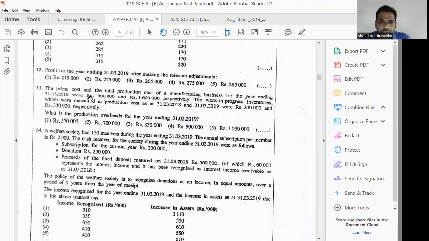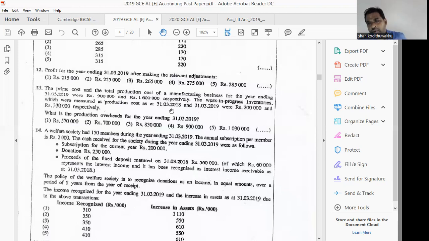Here you are given prime cost as 900,000 and total production cost as 16 lakhs or 1.6 million. In a normal manufacturing account format, we first calculate prime cost. Then you calculate overhead cost, that is indirect material, indirect labor, and other indirect cost. Then take the total of overhead cost plus prime cost or total direct cost, and to that answer you add opening work in progress and deduct closing work in progress.